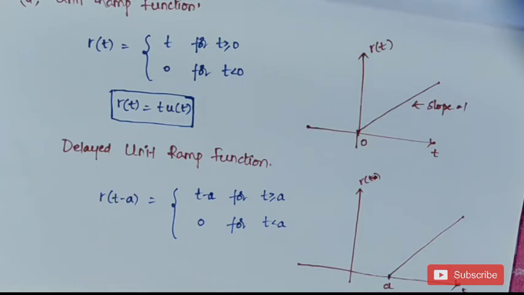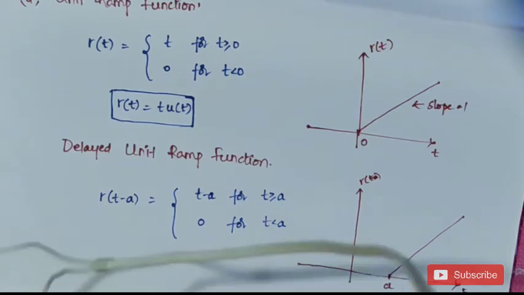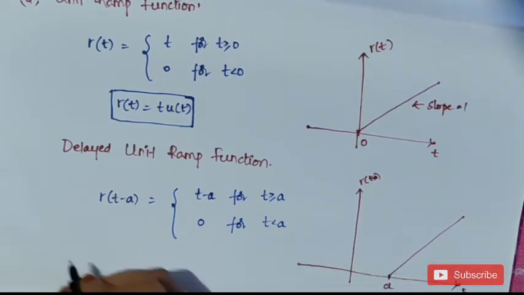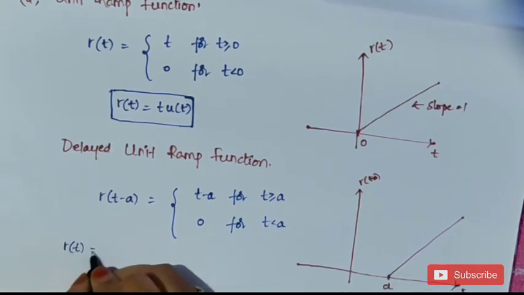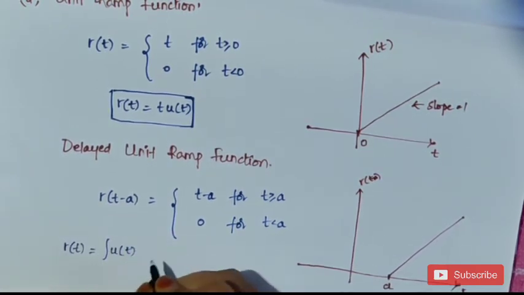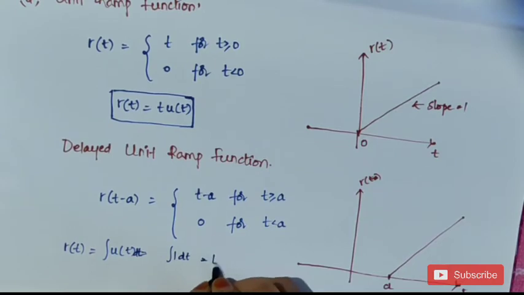We know that r of t is equal to t into u of t. This is the relation between the unit step function and the unit ramp function. We can also say that r of t is equal to the integral of u of t. The integration of the unit step function is nothing but the ramp function. r of t is equal to the integral of u of t dt. What is u of t? 1. So the integral of 1 dt is nothing but t for t greater than or equal to 0.